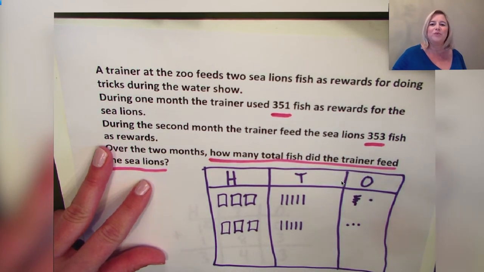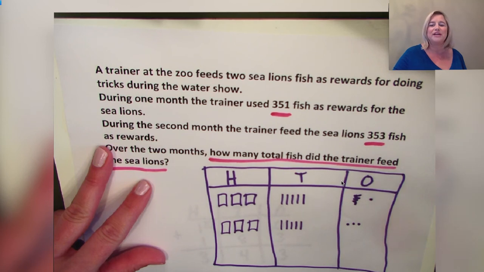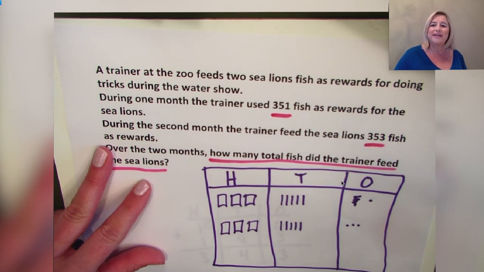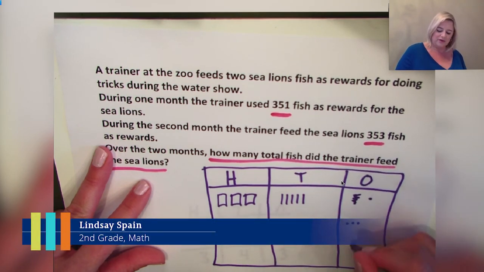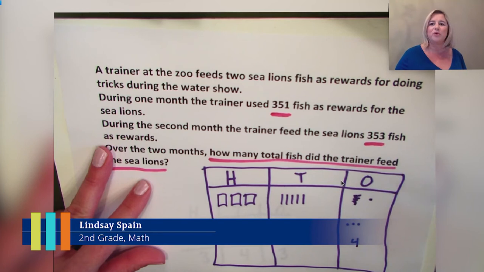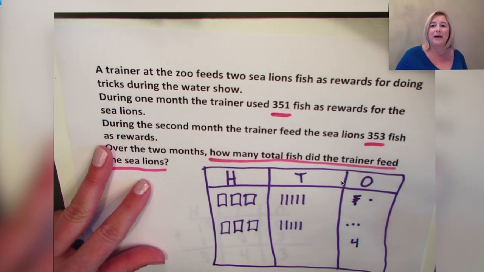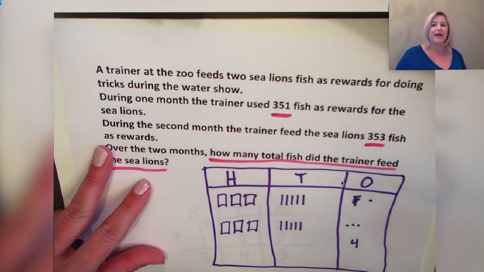Good idea. We need to combine our numbers. So first, let's combine our ones. So how many ones do we have? 1, 2, 3, 4. Very good, boys and girls. I'm going to write 4. Now, we need to combine our tens. How many tens do we have? Oh my, we have 10.